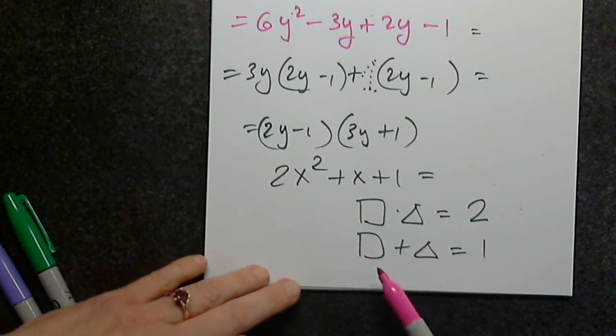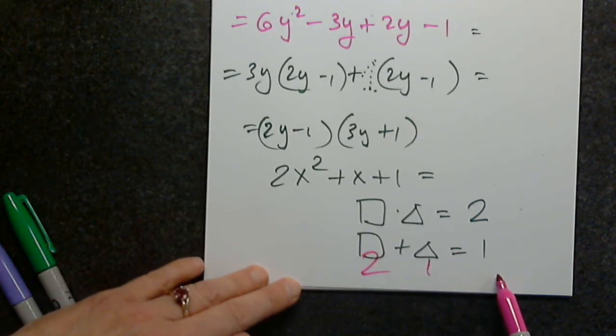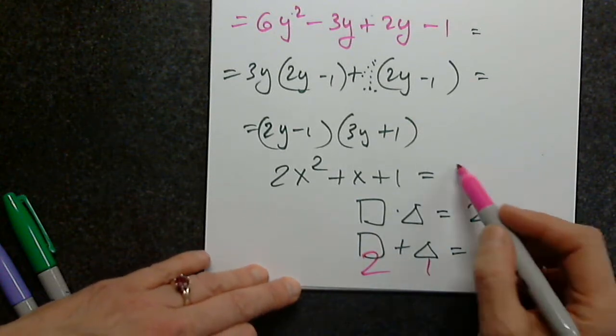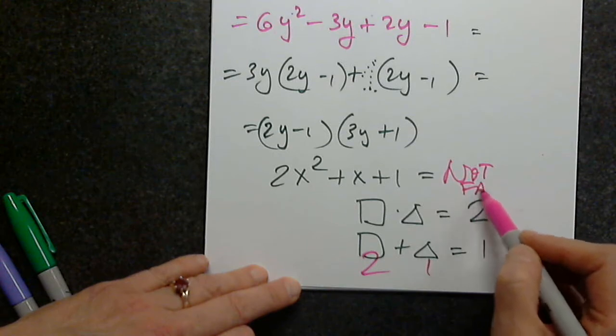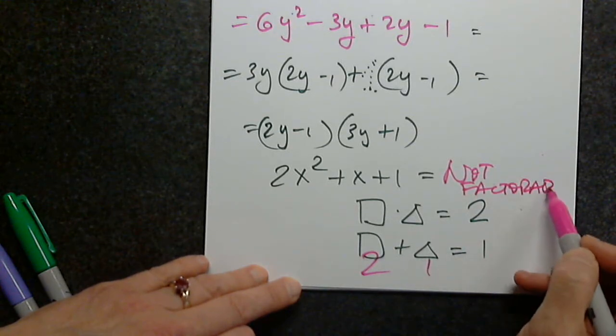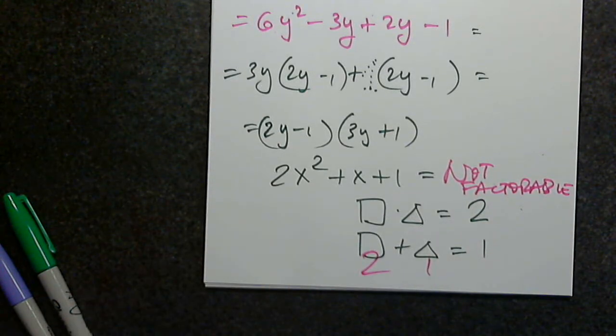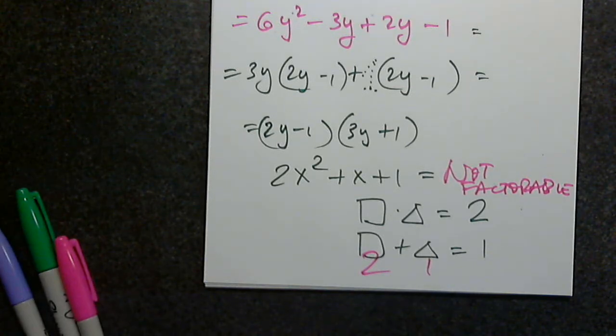2 and 1. Okay. So is 2 plus 1 1? No. Okay. Negative. You cannot have any negative because the product is positive. We can't have any negative. So there's no factor.